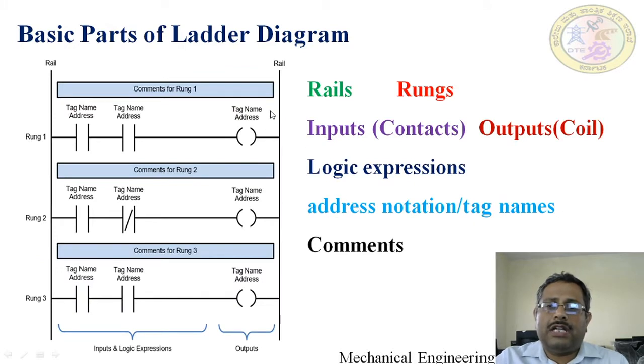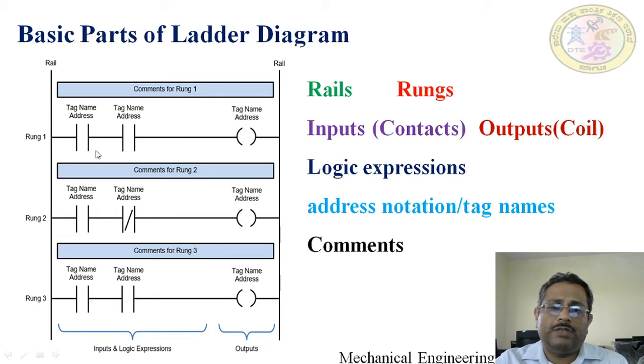To construct a ladder diagram, we need some basic parts. These are the basic parts we require to construct a ladder diagram. The basic parts are rails, rungs, contacts or what we call inputs, coil, logic expressions, address notation or tag names, and comments. And here first we will come to rail. Already these two rails are used at the start and end of the rungs, and the rungs are connected in between the rails from left to right. On the rungs we place the contacts. Those contacts are used to represent inputs.